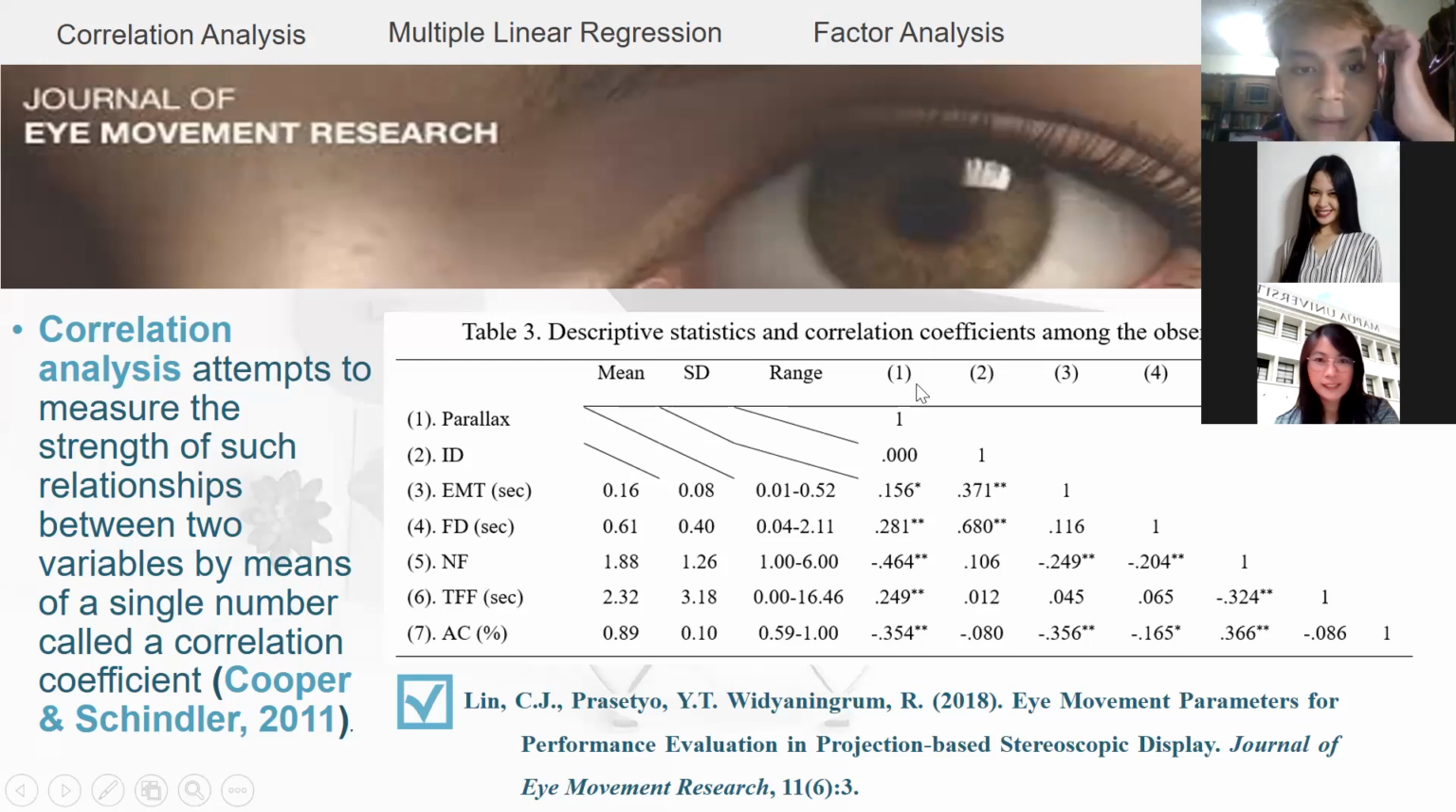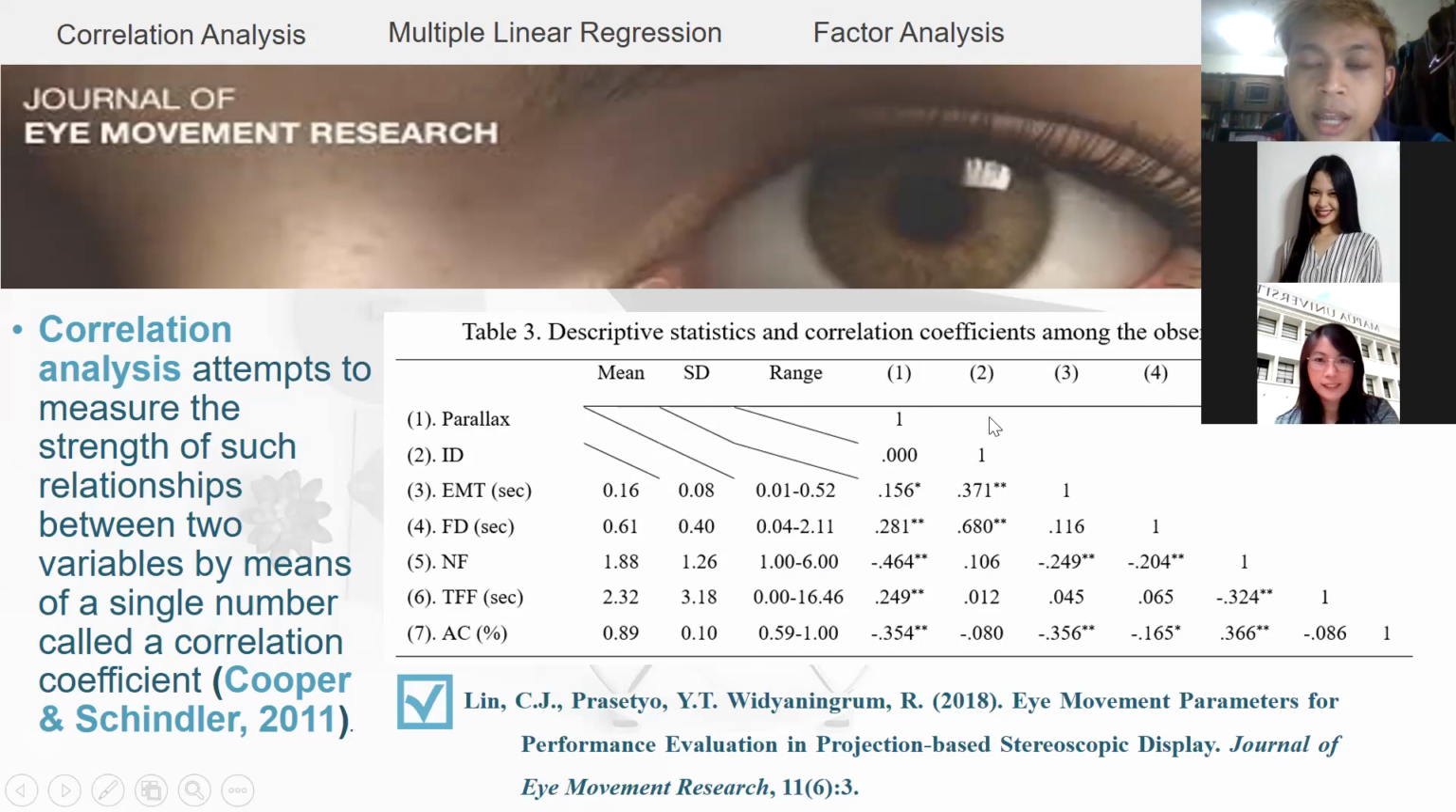For example, we have certain variables here and we would like to see the connection. Of course, you can see whether it's positively correlated or negatively correlated, and the higher it is, the stronger the correlation, regardless of whether it is positive or negative. For example, this is the strongest correlation here because this is .464. This is the basic concept.